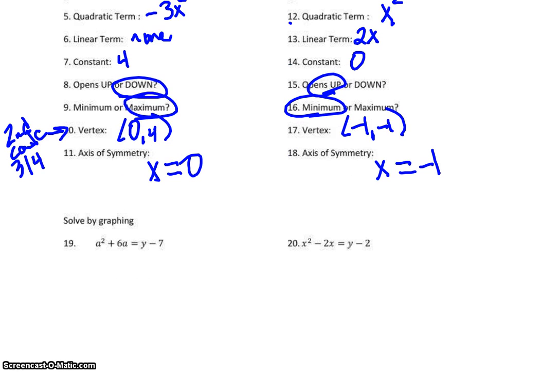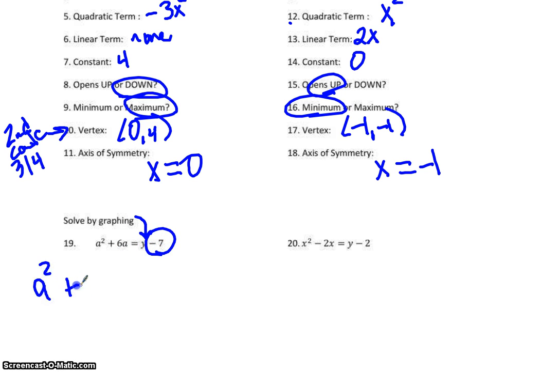Number 19 wants you to solve by graphing. So don't let the A thing bother you. It's just like it being an X. And keep in mind that you've got to get everything on the same side. You either got to have y by itself or 0. So this -7 has to move.